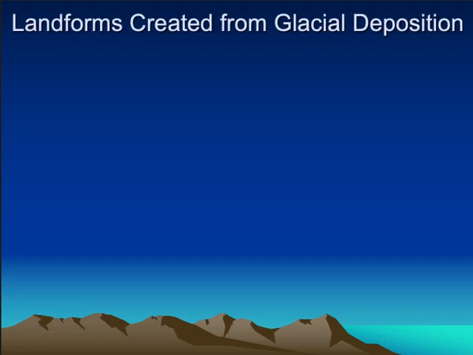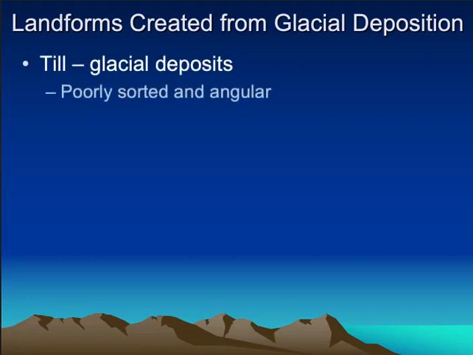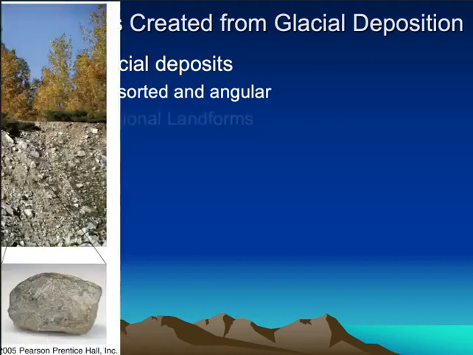When glaciers flow to lower elevations or warmer latitudes, they eventually will melt, depositing their load of sediment called till. Till is typically poorly sorted and a mix of angular fragments. In some cases, the till has been shaped into unique depositional landforms.